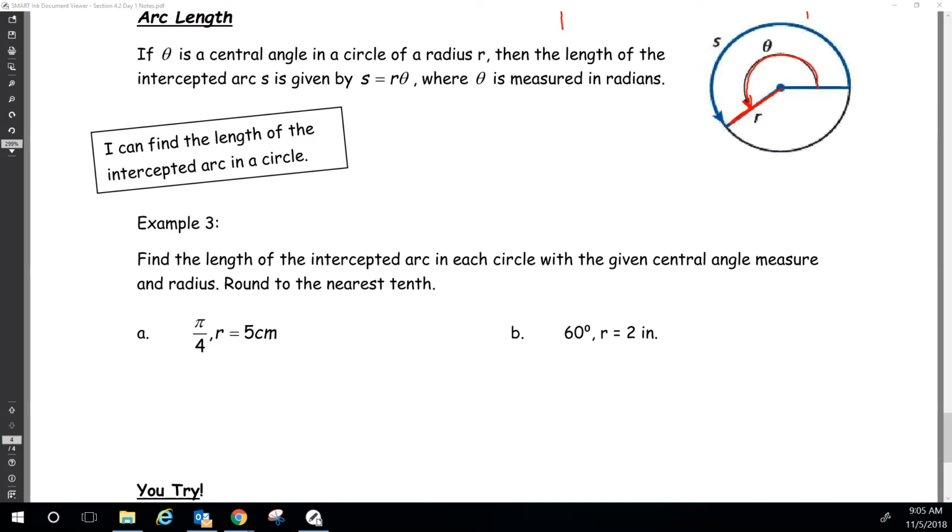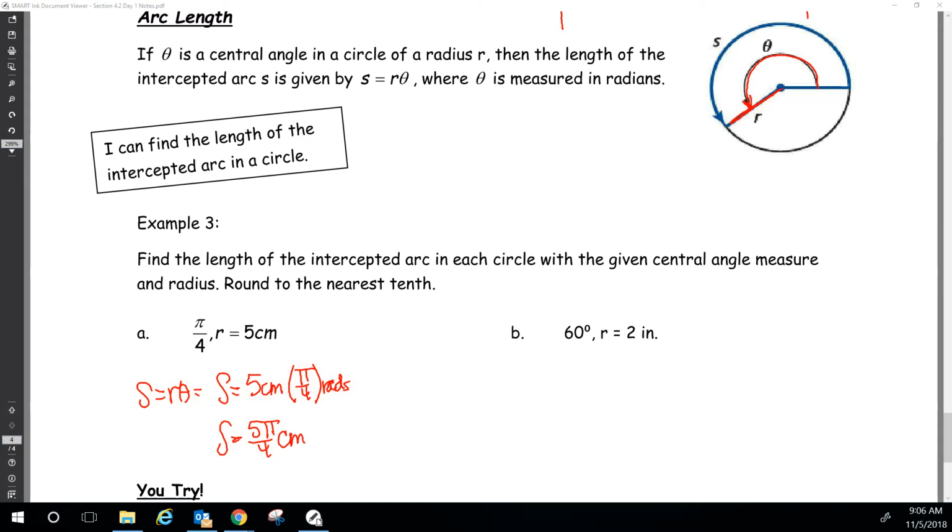So finding the length of the intercepted arc in each circle with the given central angle measure and radius, round to the nearest tenth. So for A, we know s is r times theta. They gave us r measure of 5 centimeters times pi over 4 radians. So my arc length is going to be 5 pi over 4 centimeters.